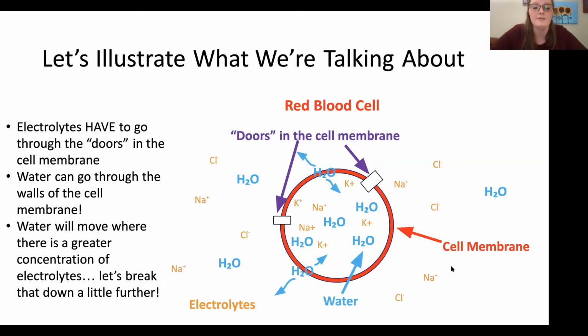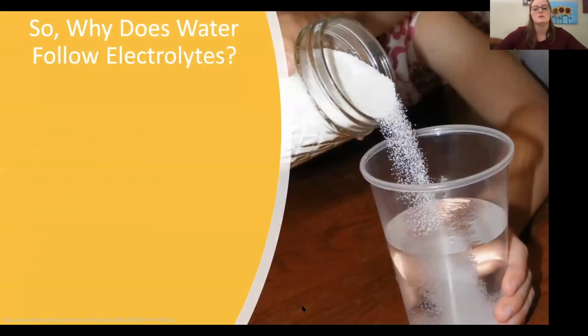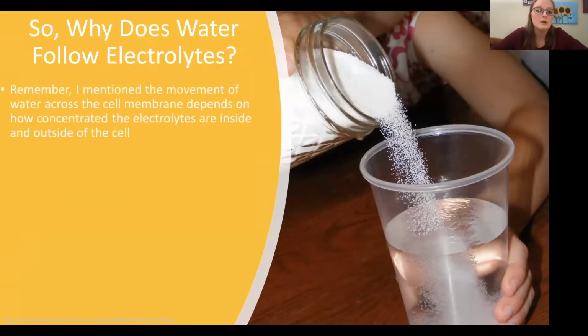Oh, look, we have even more animation. So we have here that the water is moving freely into the cell. And you can also see by these arrows here that it can hang out right at the edge too and decide if it wants to go back or forth, because water is so free to move. So you might say, why does water do that? Why does water need to go where more electrolytes are? Remember, I mentioned the movement of water across cell membranes depends on how concentrated the electrolytes are inside and outside of the cell.